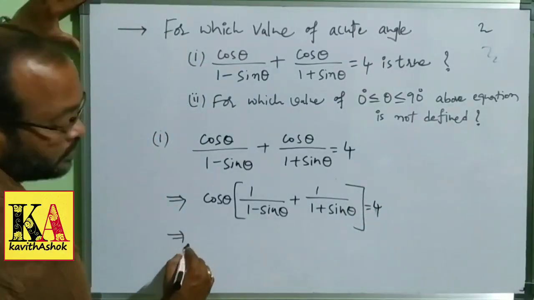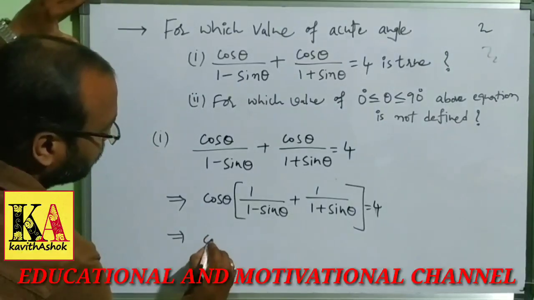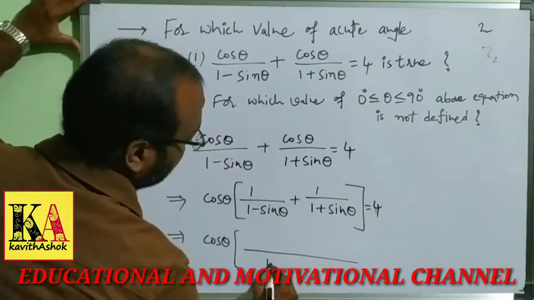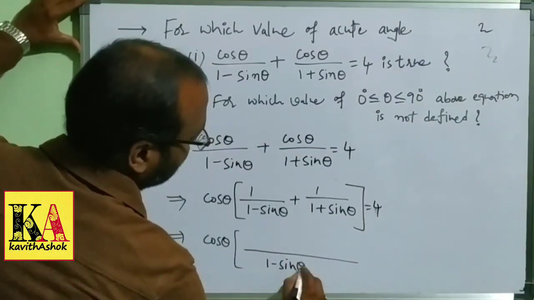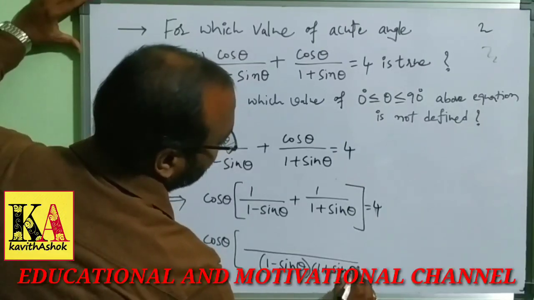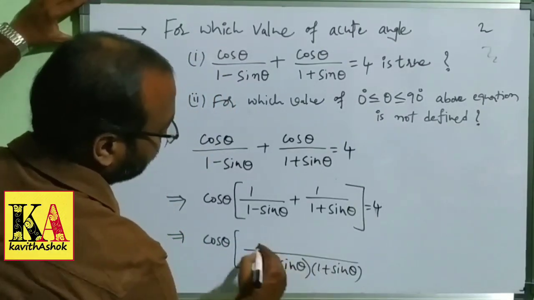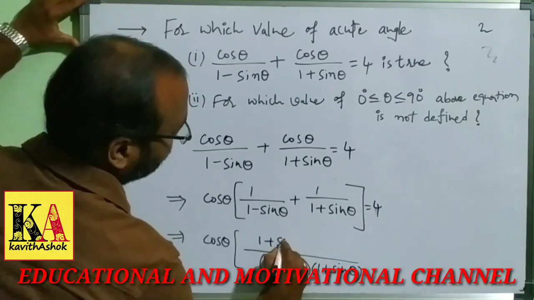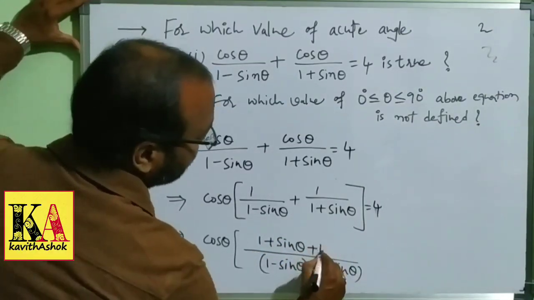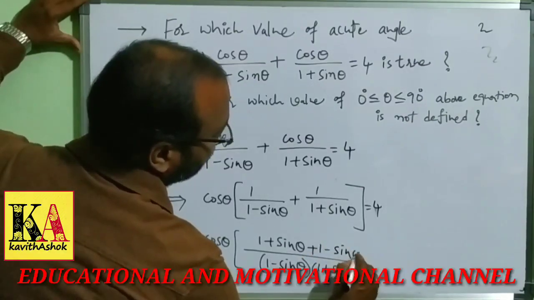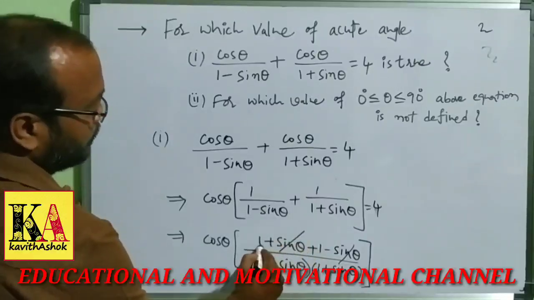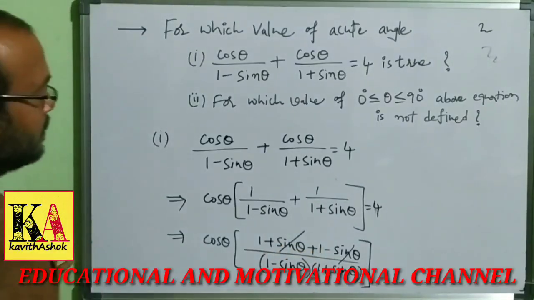Now cos theta. So what is the LCM here? 1 minus sin theta into 1 plus sin theta is the LCM. Here already 1 minus sin theta is there, so we get 1 plus sin theta. Here already 1 plus sin theta is there, so we get 1 minus sin theta. So now plus sin theta and minus sin theta get cancelled.